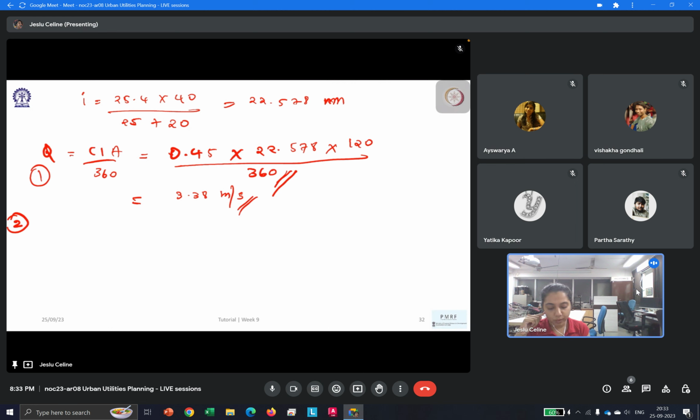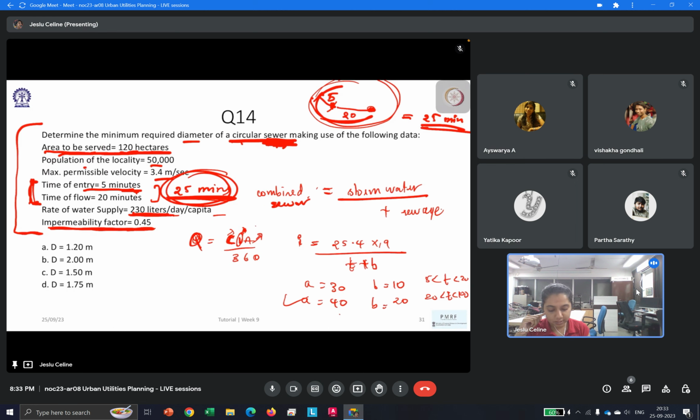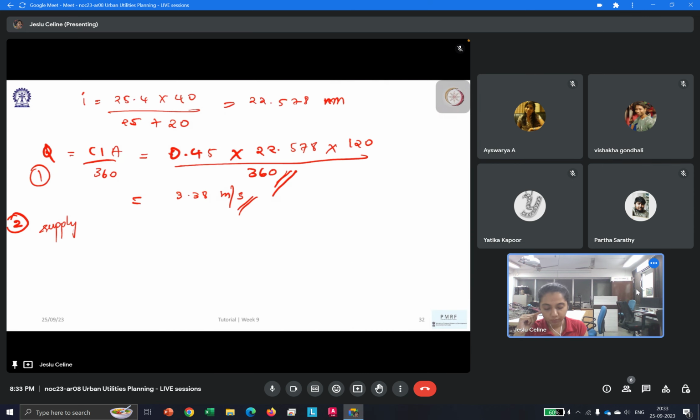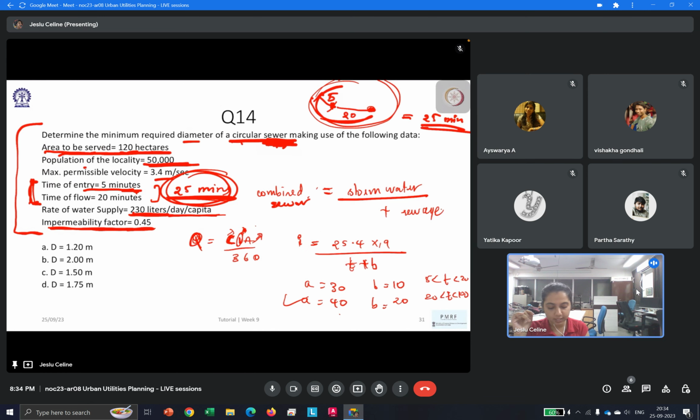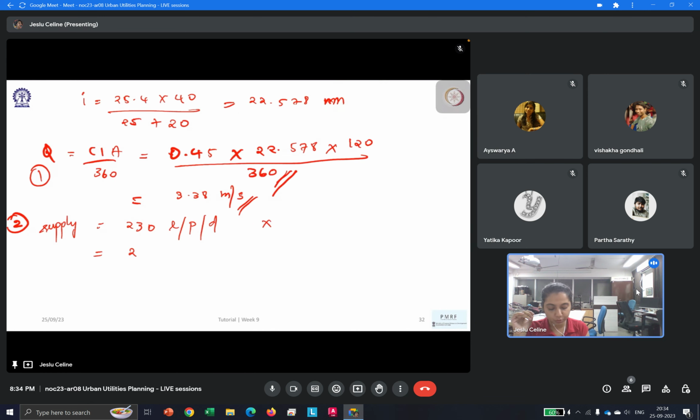So we have 230 liters per capita per day as the water which is supplied. And we know that the population is 50,000, which means for the entire locality, how much will the water supply be? 230 into 50,000. So per day, 230 into 50,000 liters of water would be required.